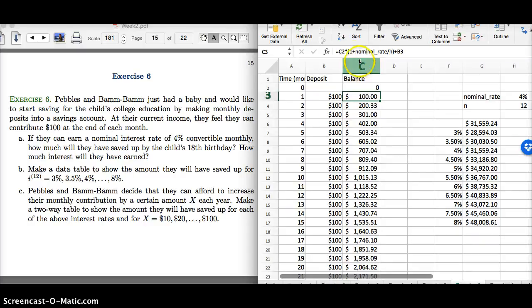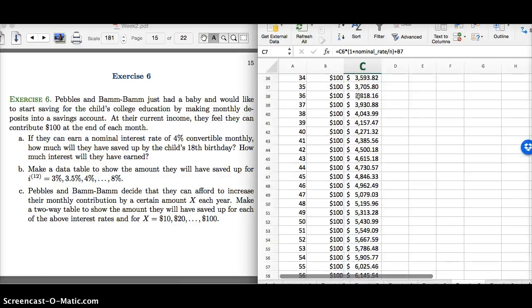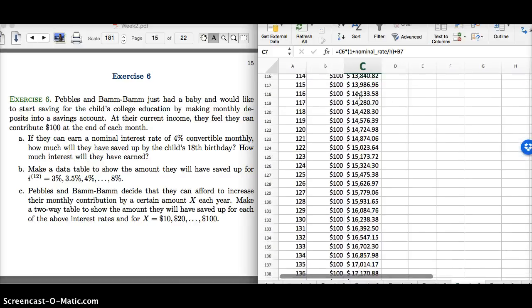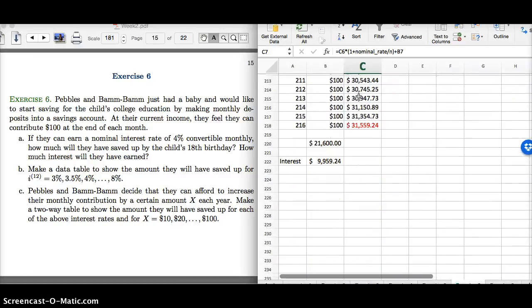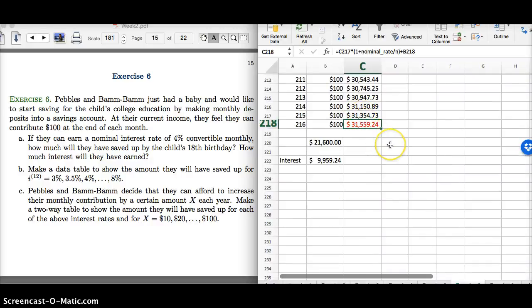I take the previous balance, multiply by 1 plus the nominal rate divided by n, and then add any deposits made at that point in time. We copy that formula down, and we end up with $31,559.24. So that's the answer to the first question in part A: how much will they have saved up by the child's 18th birthday?